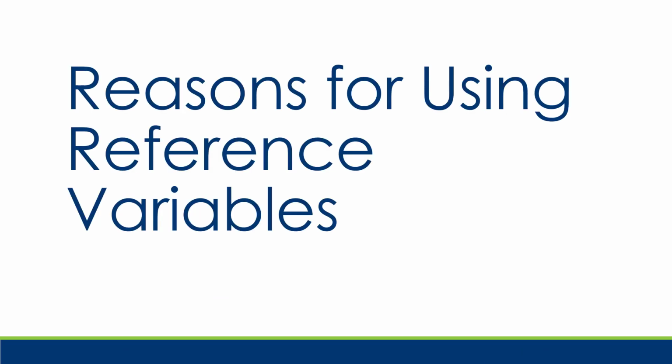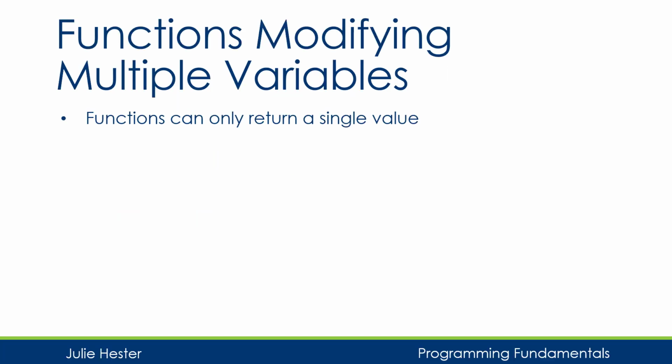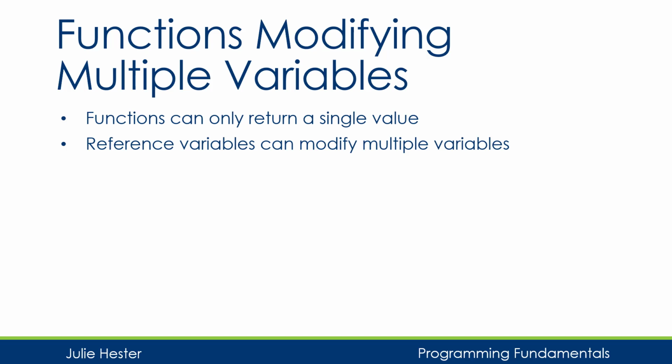So why do we want to use reference variables? We may have a function where we want to modify multiple variables. And one thing about the way functions are defined in C++, they can only return a single value, and if we want to modify multiple variables, we can't do it with the return type. But we can use reference variables to allow the function to modify multiple parameters or multiple variables.